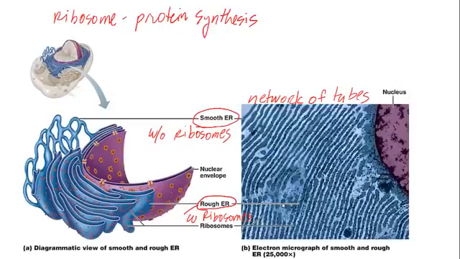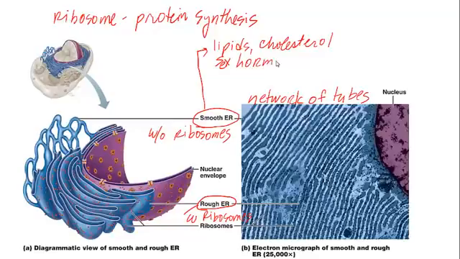So smooth endoplasmic reticulum has some different functions. Again, it's important to remember that there is absolutely no protein synthesis that occurs here. But some of the functions that do occur in the smooth ER are the metabolism of lipids, and cholesterol is made here. There are also various steroid-based hormones like sex hormones. So for example, the testes are going to have a lot of smooth endoplasmic reticulum to make testosterone.